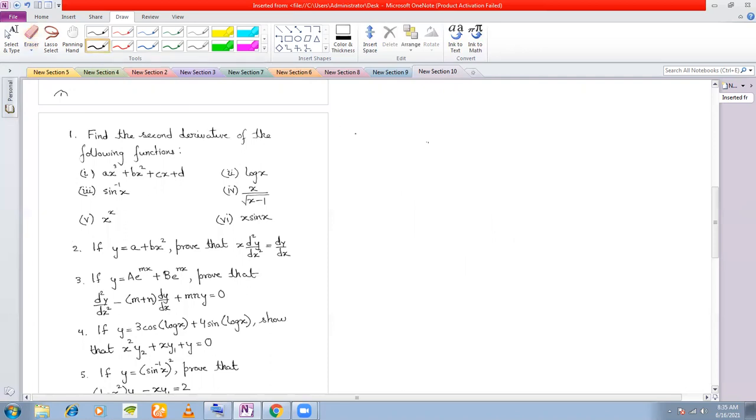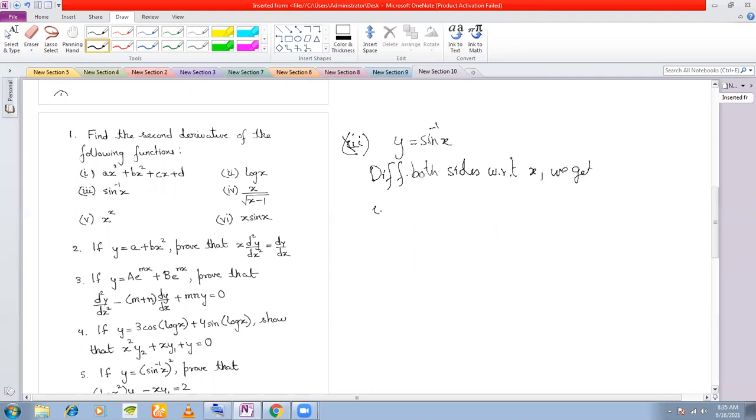Third one, sine inverse x. It is always a good practice to write "differentiating both sides" after writing the function. Differentiating both sides with respect to x.